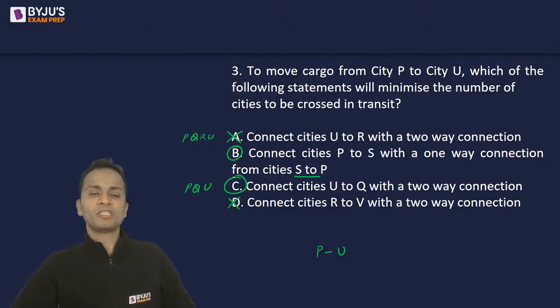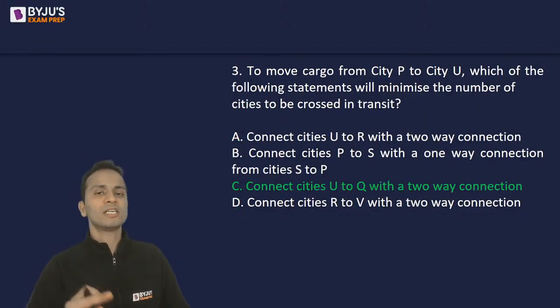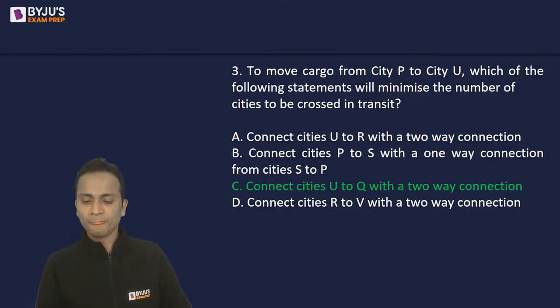So I can say that option C is the shortest route, using which I have minimized the number of cities to be crossed, which is 1. So only one intermediate city is crossed. Correct answer is option C. All right. So that was question number 3 of the first set, and that was the first set.